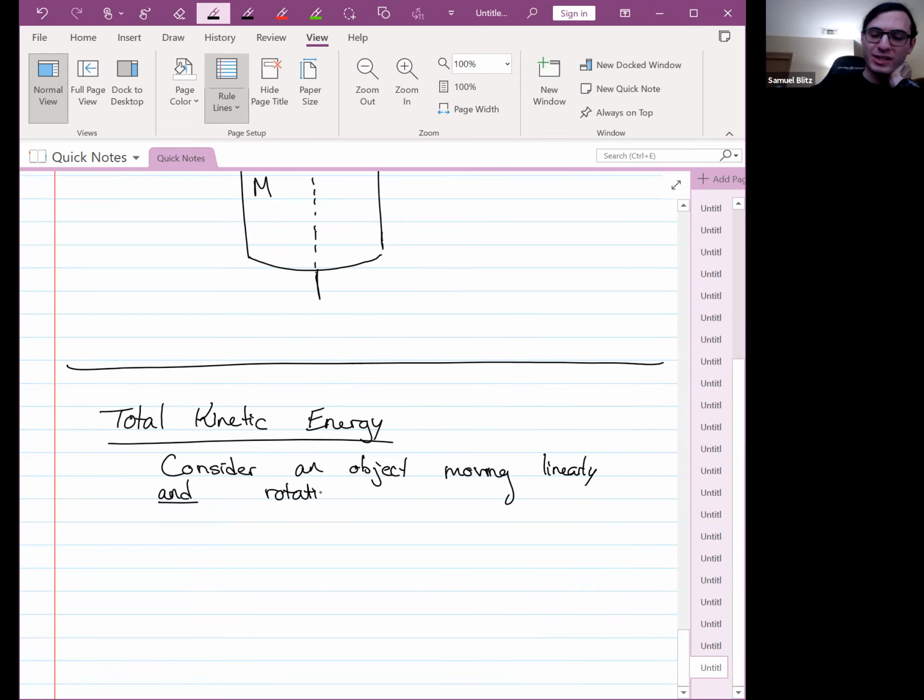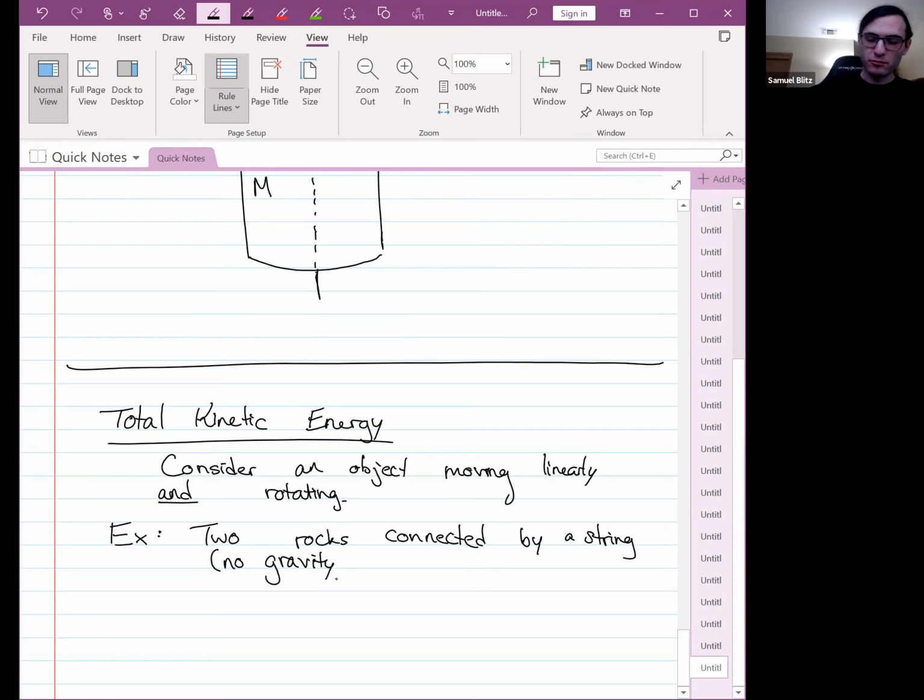So I will draw the simplest picture that I can. For an example, let's talk about two rocks, balls, whatever, connected by a string. And we're going to ignore gravity. This is occurring in space. Okay, that's something that we could do.